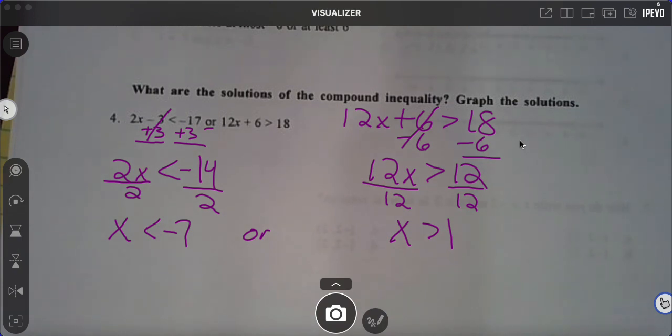Graph it. So I'm going to graph it up here because I have a little room. I know y'all get tired of graphing. Y'all, I'm not going to make you graph every problem on your test, okay? But we're practicing.